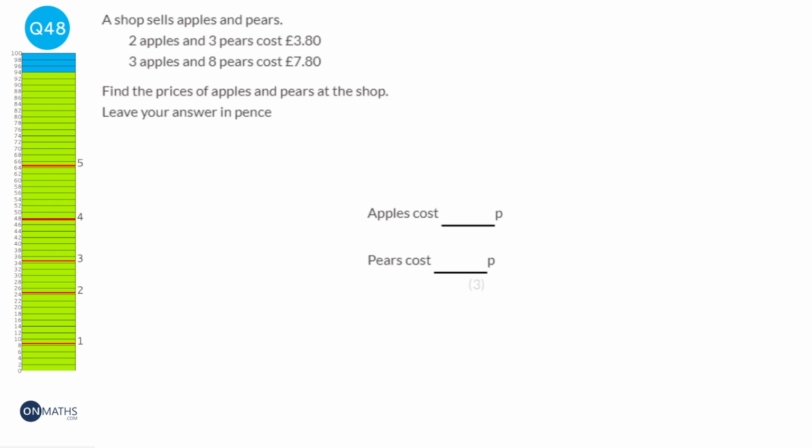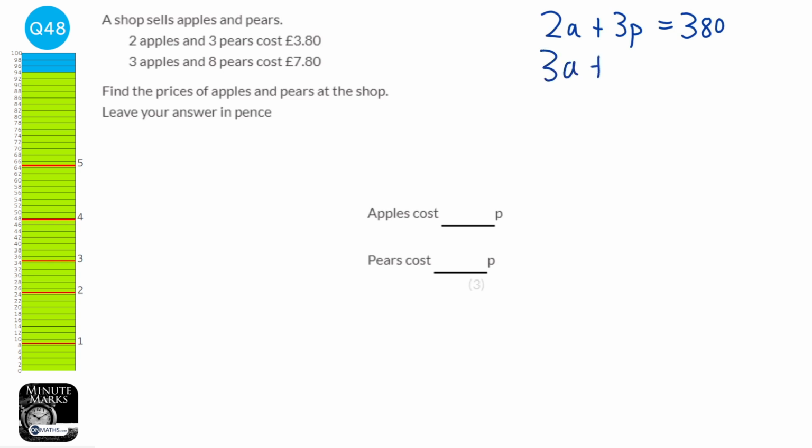So this question is a simultaneous equations question. And so we're going to have to write down some equations. So it says 2 apples and 3 pears cost £3.80. So 2 apples, I'm going to call it a for the price of an apple, plus 3 pears, so 3p, cost £3.80. Now I'm going to do this as 380 just because it's easier to work with integers rather than decimals. And it says 3 apples, so 3a, plus 8 pears costs £7.80.